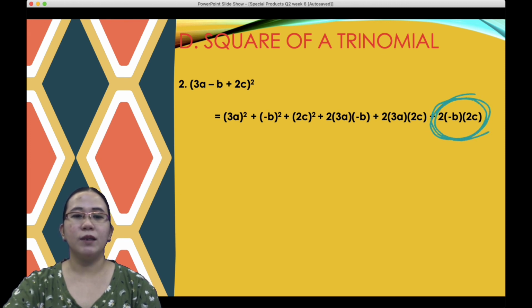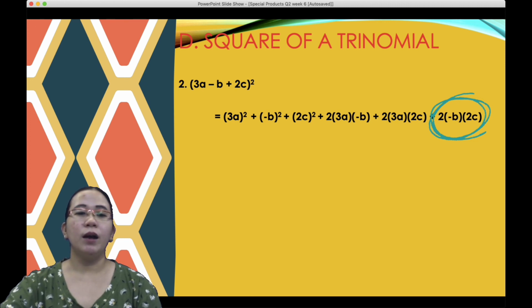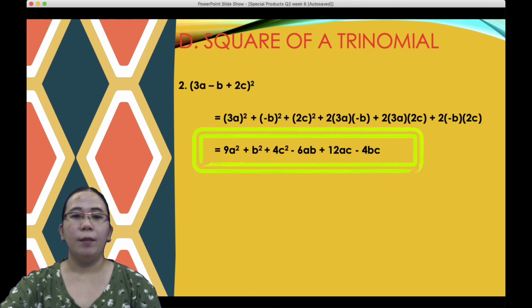Last step is to multiply 2 to the product of the second term, negative b, and the last or third term, 2c. 2 times negative b is negative 2b. Negative 2b times 2c is negative 4bc. The product is 9a squared plus b squared plus 4c squared minus 6ab plus 12ac minus 4bc. All for today.